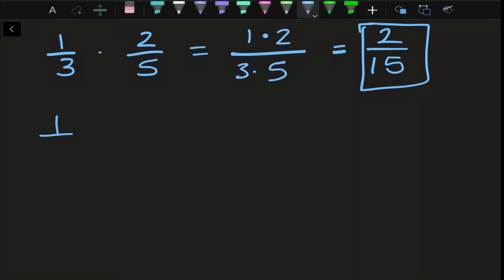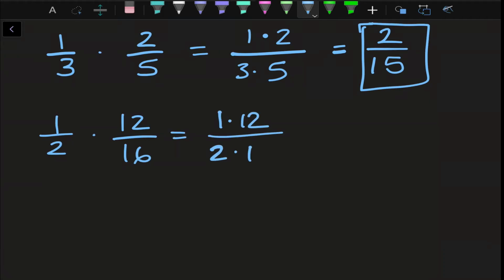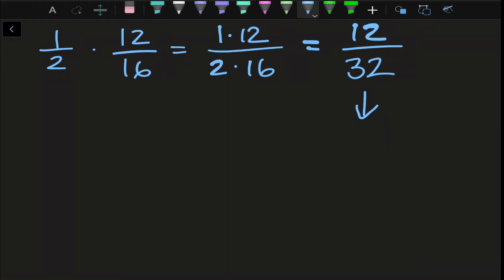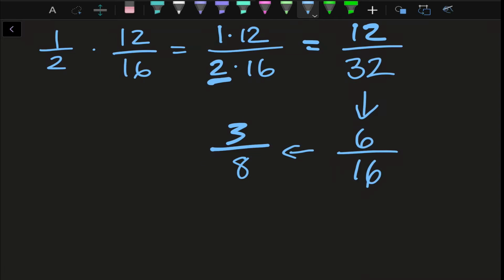Another example here. 1 over 2 times 12 over 16. Again, numerator times numerator, denominator times denominator. You get 12 over 32. Now that definitely doesn't look like it's in lowest terms, so I know that they're both even, so I can divide by 2. 6 over, well, we already did times 2, 6 over 16. Again, even, so I can get 3 over 8. And that's probably as small as we're going to get, so we can leave it like that.